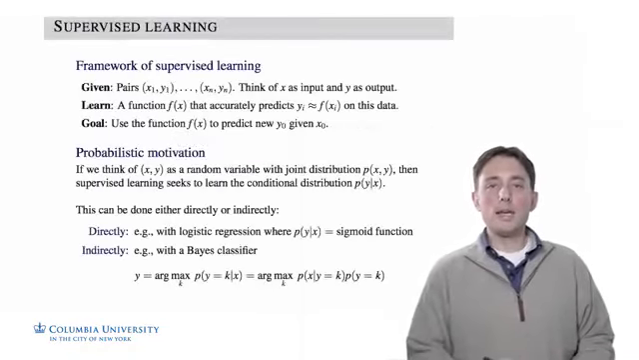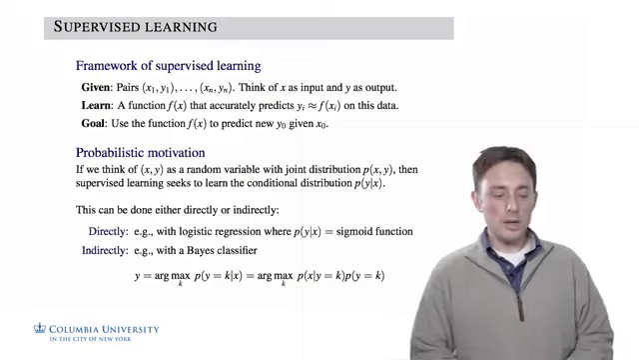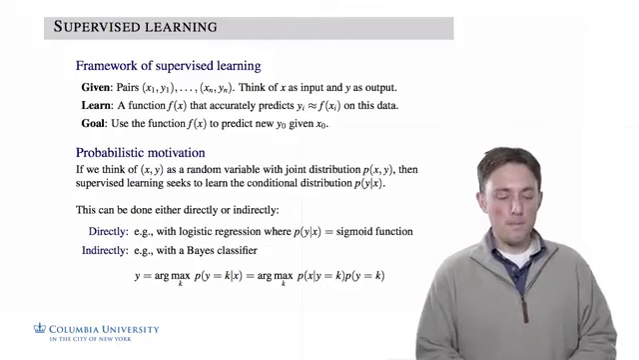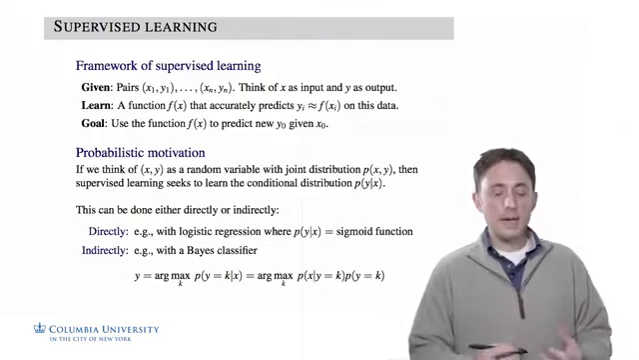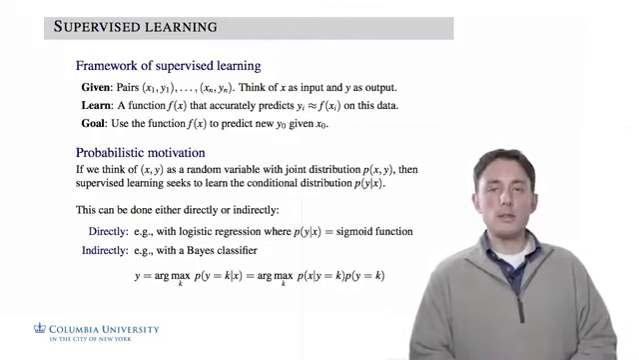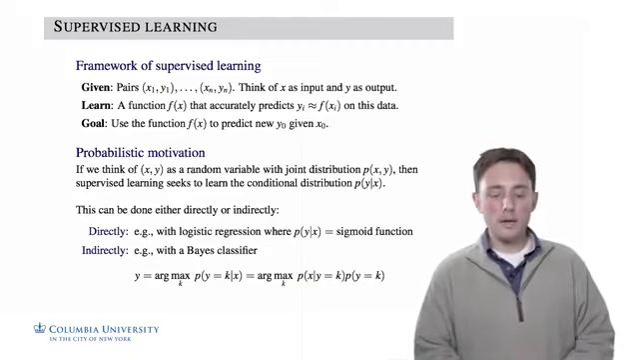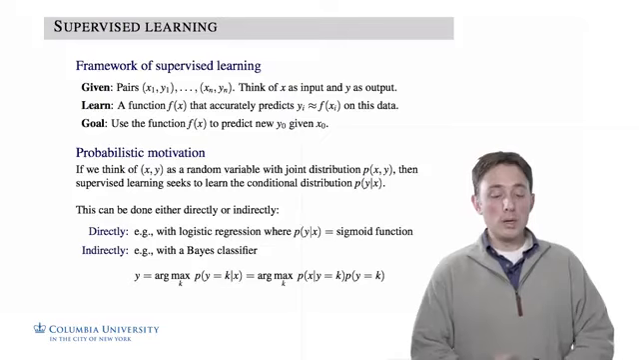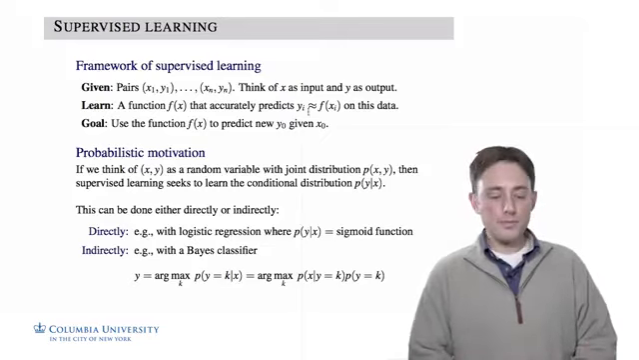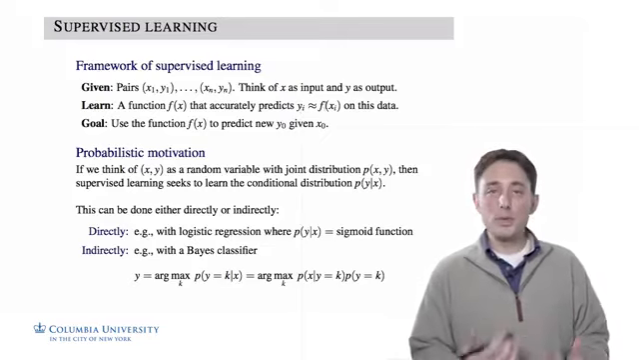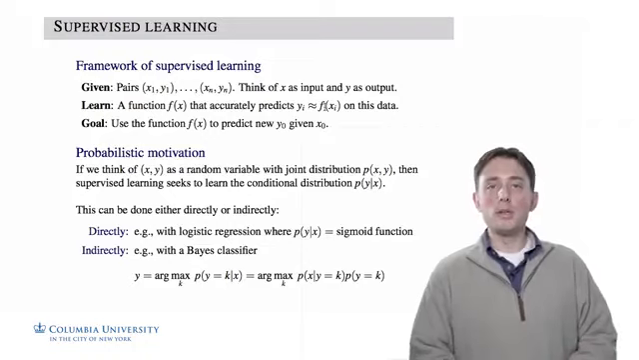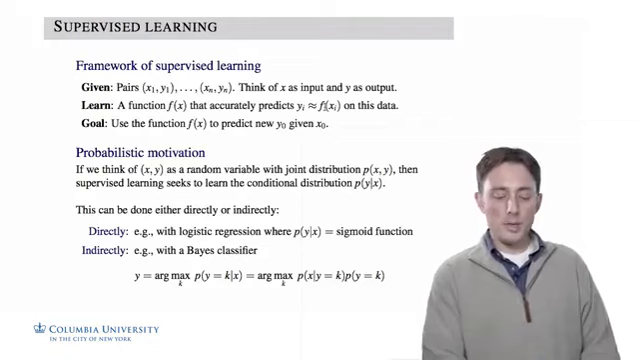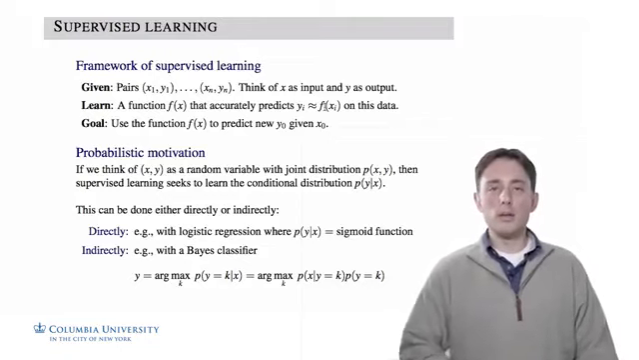So let's step back and think about the framework of supervised learning that we've been focusing on exclusively thus far. We had pairs of data, an x and a corresponding y, where x was an input and y was an output. And we wanted to learn some sort of a function, f, such that we can accurately predict the output as a function of the input. So we predict yi to be approximately equal to the function of xi.